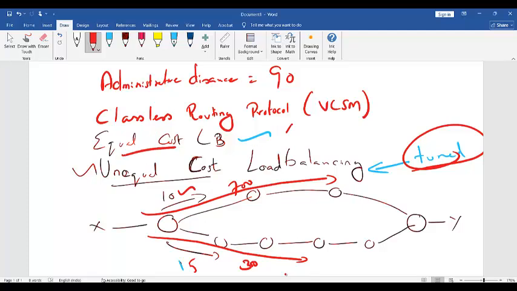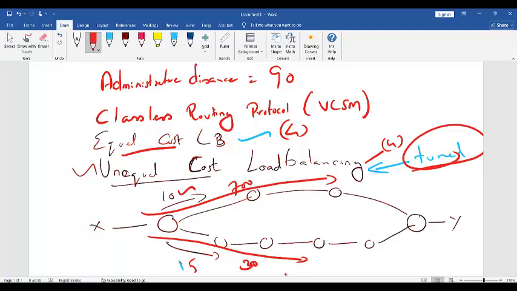Now, how many paths? Up to 4 paths by default. You can increase it if you want. Similarly, unequal cost load balancing, how many paths? Up to 4. If you want to increase, you can increase in EIGRP. Is this point clear for you? Yes, sir. All right.